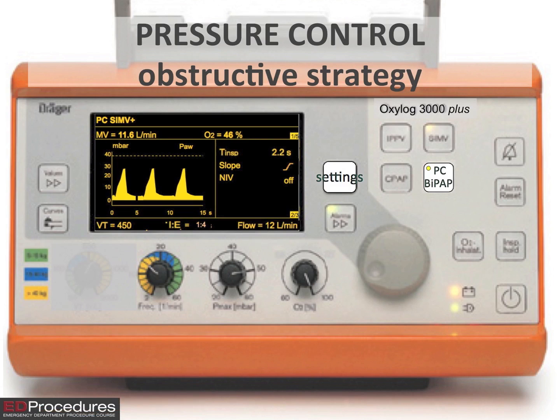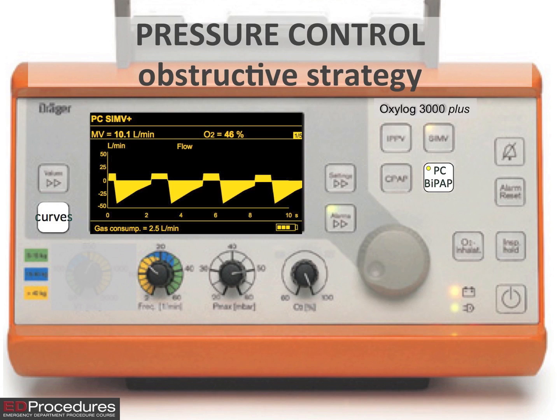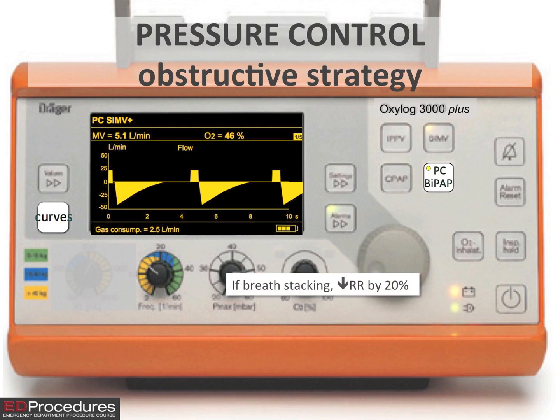Next, tweak the IE ratio. Dial down the inspiratory time while keeping an eye on the IE ratio. You want that to be at least 1 to 4. Modifying the slope to a steep incline will give fast inspiration, which allows a further prolongation of expiration. Next, it's time to check your flow curves by pressing the curves button until you see a screen that looks like this. If they indicate breath stacking, lower the respiratory rate further. The minimum would be 4 breaths a minute.